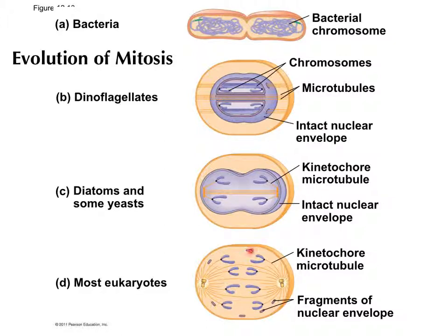In most eukaryotes, though, the nuclear envelope fragments, and that way the chromosomes can get as far apart from each other as possible, so that it's a higher probability that when the cell divides into two parts, each part will get only half the amount of chromosomes.